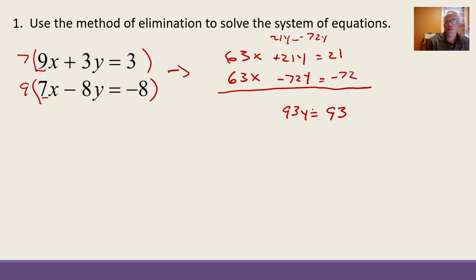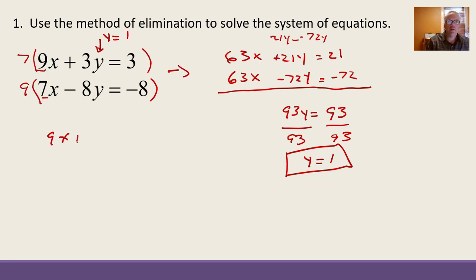We have an equation that only has y, and usually they're pretty quick to solve. I'm going to divide both sides by 93, and I get y equals 1. That's part of the solution. What we're going to do is go back to one of the original equations. I'm going to use the first one, and we put in y equals 1. So we get 9x plus 3 times 1 equals 3. And then we just solve this.